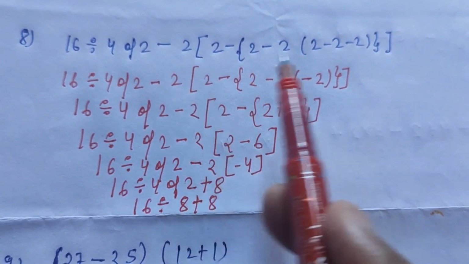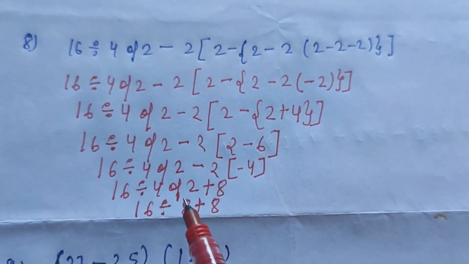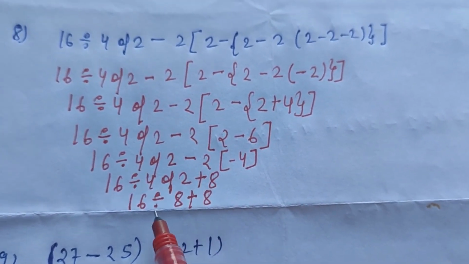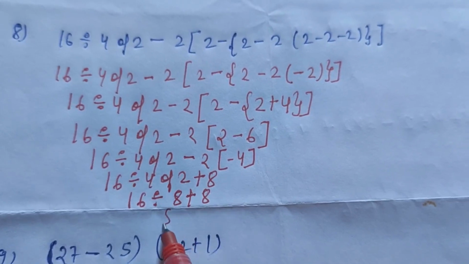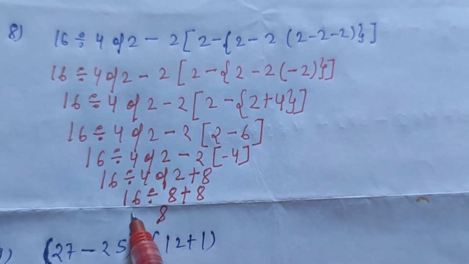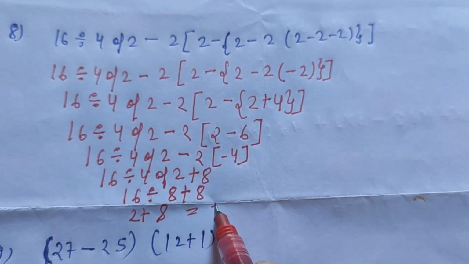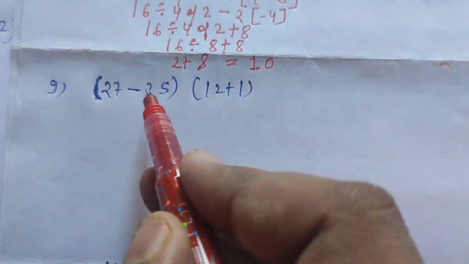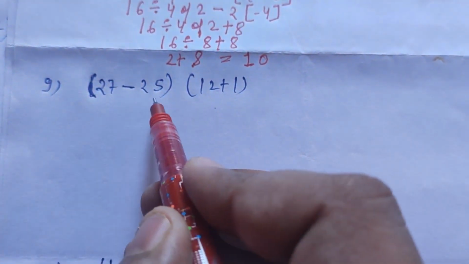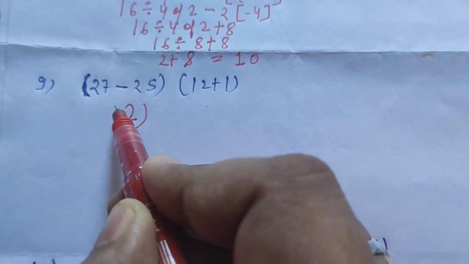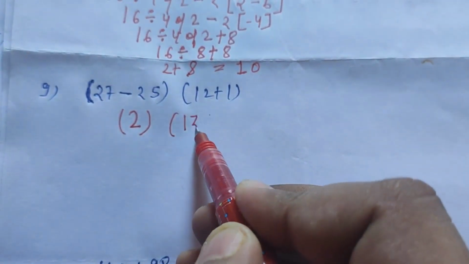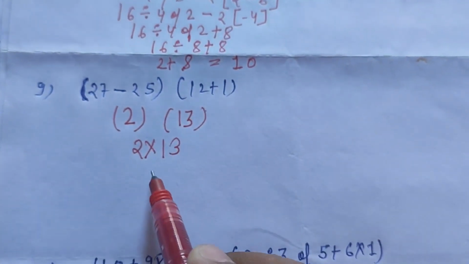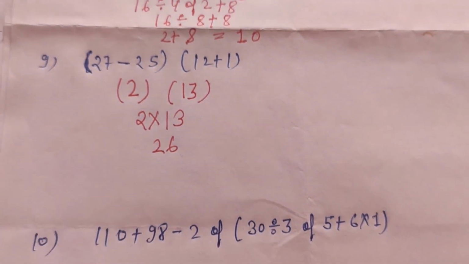BODMAS, B for bracket, we have solved all the brackets. Now off, then divide, and then multiply, but multiply is not there, then we will add. So 16 divided by 8, our answer is 2. 2 plus 8, then our answer is 10. Now next, question number 9. These both are smaller brackets, so 27 minus 25 it is 2, and 12 plus 1 it is 13. When there is no symbol, these will be multiplied, so 13 2s are 26.